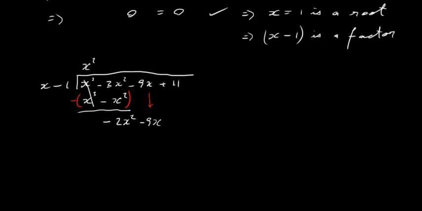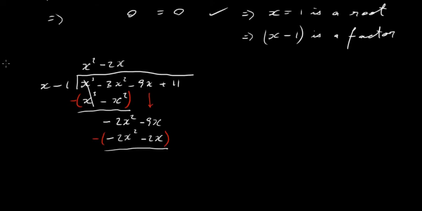And so we'll start again. So x into minus 2x squared is minus 2x. Multiply this minus 2x by these two. So we get minus 2x squared and we get minus 2x. Put a line underneath and subtract again.